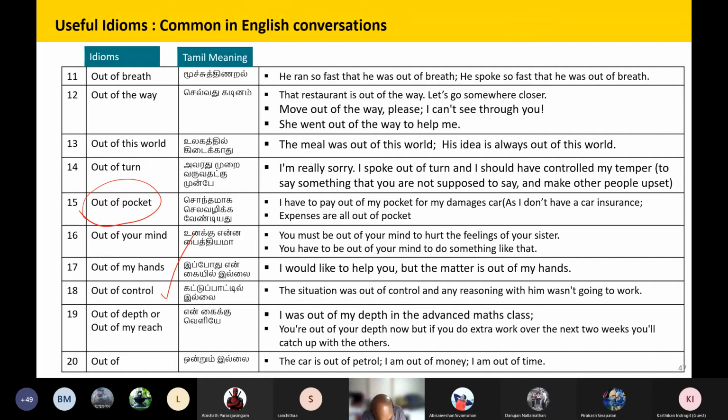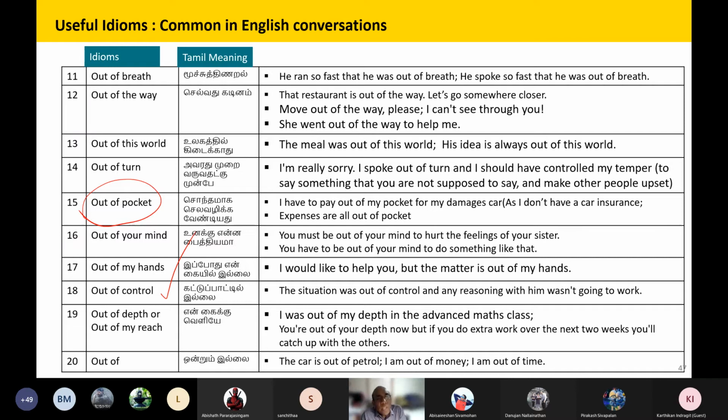Danishan? Yes, sir. My pet is out of control. What did you say? I didn't catch it. My pet is out of control. You mean your pet got out of control? Yes, sir. Okay, it is all right. You can say that. It is out of control. It's just that there's no control. You cannot control it. Anything that you cannot control is out of control.